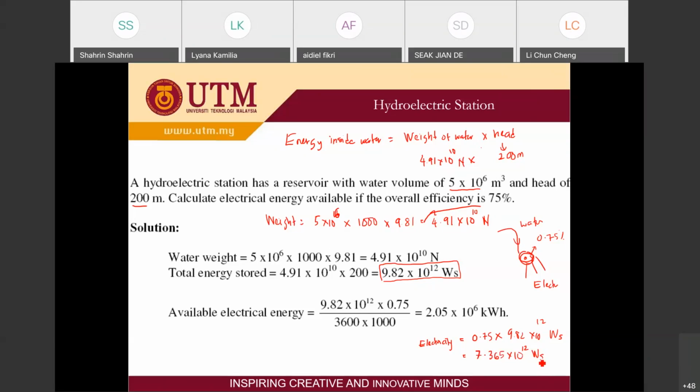Since electrical energy is usually referred to in units of kilowatt hour, we need to convert this unit, watt second, into kilowatt hour. So for the conversion, 7.365 multiplied by 12, you need to divide by 1000, because we want to use kilowatt. This is watt, so you divide by 1000, and for 1 hour we have 3600 seconds. So you divide by 3600, and you will receive this answer, which is 2.05 power of 6 kilowatt hour.